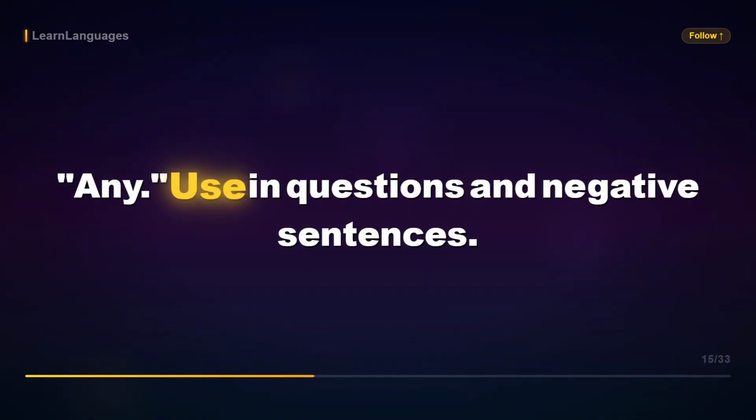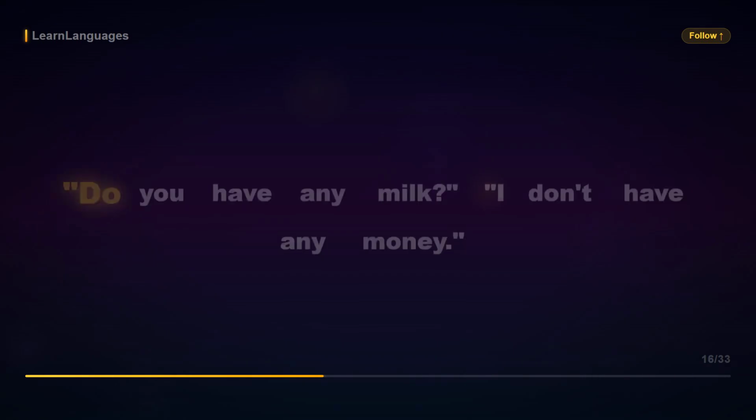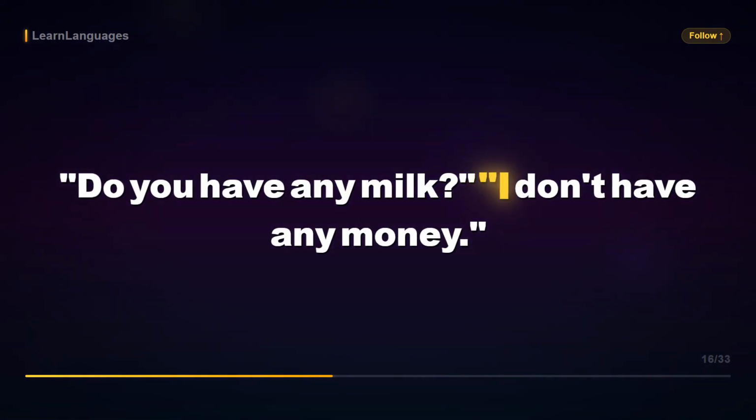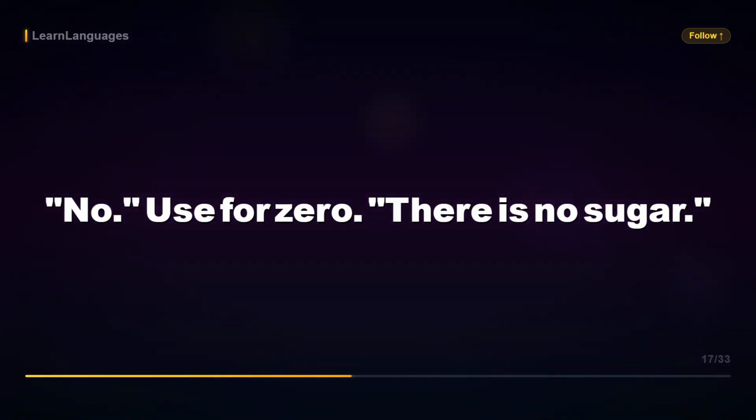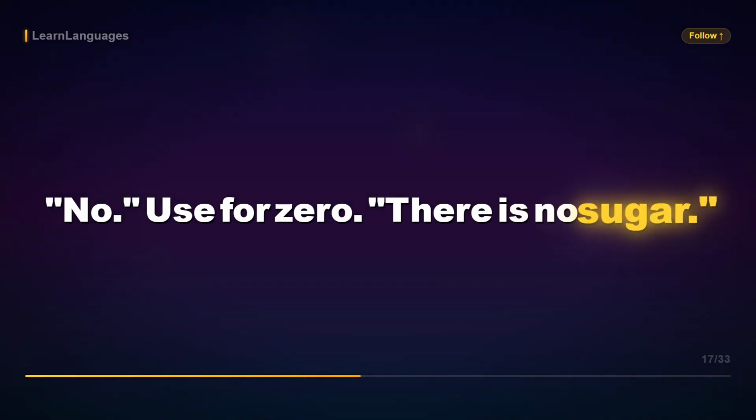Any. Use in questions and negative sentences. Do you have any milk? I don't have any money. No. Use for 0 in 1 word. There is no sugar in the cupboard.